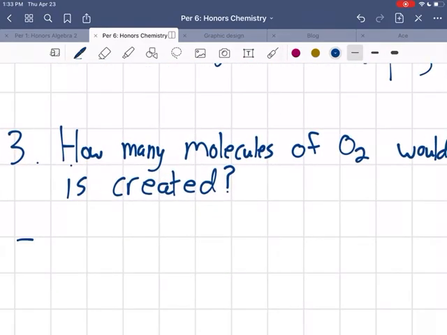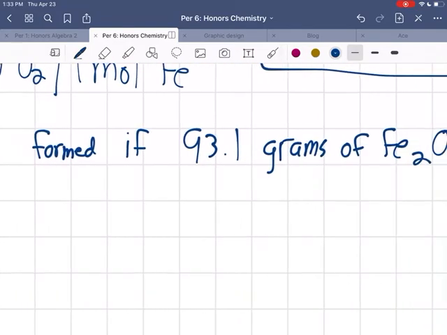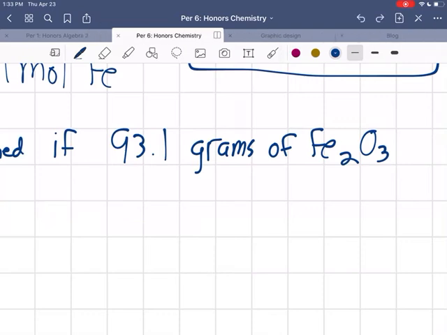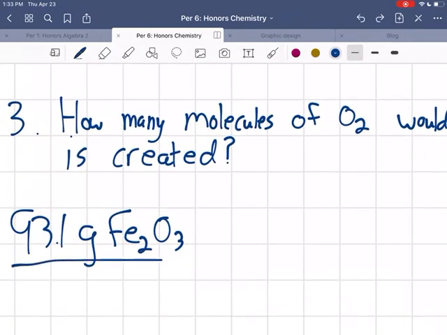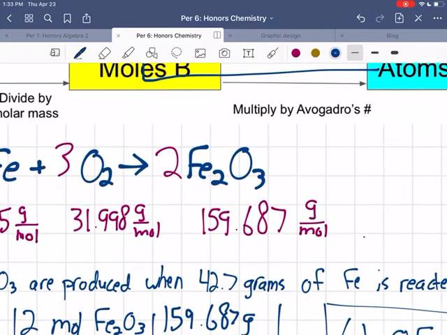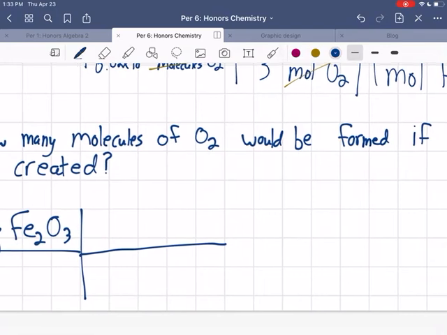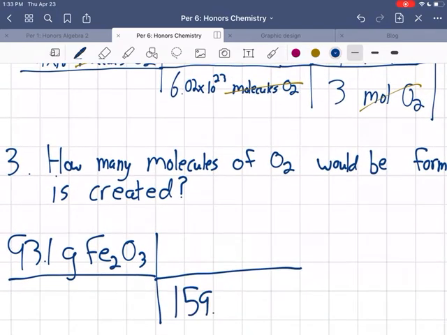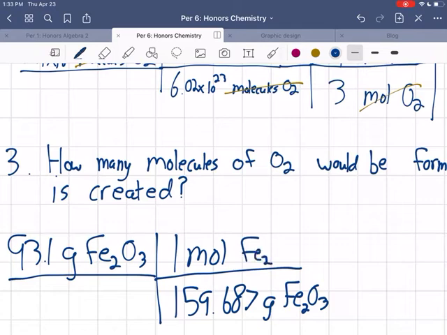But here we go, 93.1 grams of iron oxide. Check that, make sure that was right. Yep, of iron oxide. And that's going to, using the molar mass of 159.687 grams of iron oxide per 1 mole of iron oxide. That'll change our units to moles.